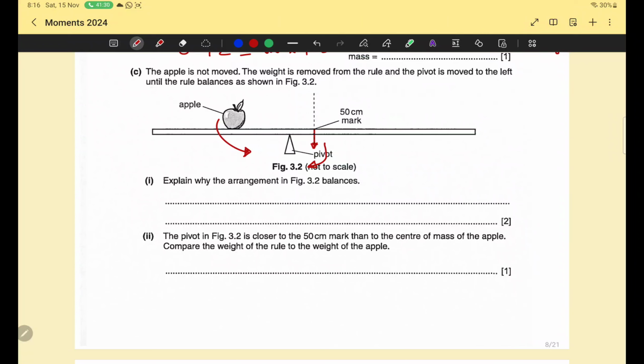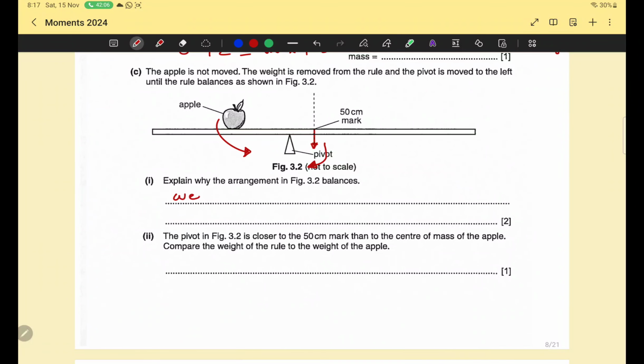बेटा सालिहा बात समझ में आई आपको कि पहले पिवट 50 सेंटीमीटर पे मार्क पे था, तो रूलर का weight was not able to produce turning effect. The force which passes through pivot cannot produce turning effect. So the weight of the ruler was not producing turning effect. But right now, the weight of the ruler is not passing through pivot, so it can produce clockwise movement. And this clockwise movement is balancing the anti-clockwise movement. So I am writing the answer.